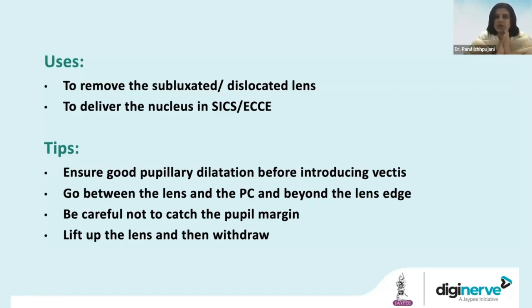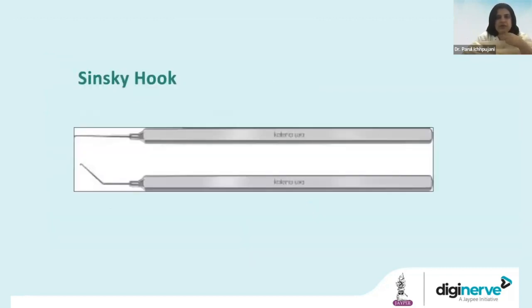Be careful not to catch the pupil margin, otherwise you will catch the entire iris along with it, and it will cause iris root detachment and result in iridodialysis. Always lift up the lens and then withdraw it. Don't just drag it like that. That will give good support to the lens material, and it can be drawn out much more smoothly. This instrument, which has a very small, blunt hook in front, is called a Sinskey hook.